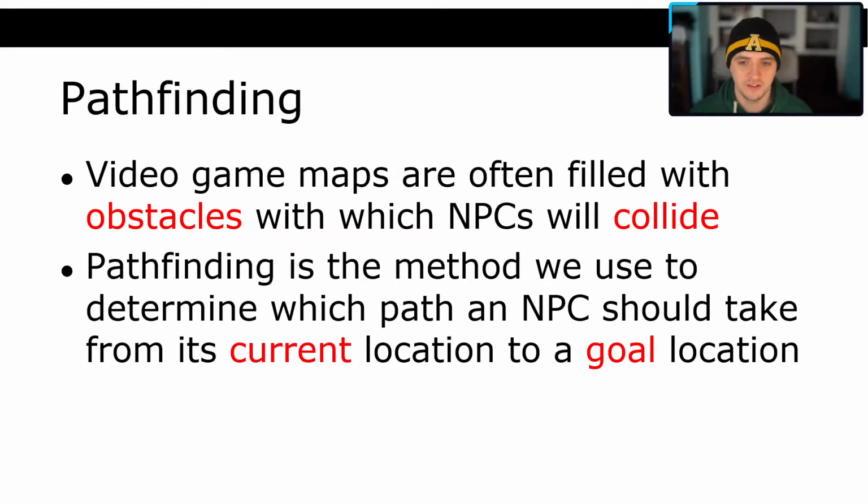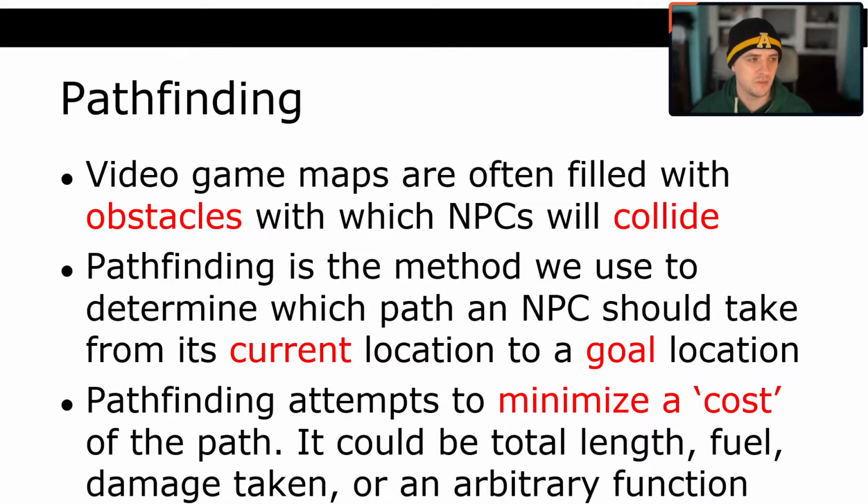So pathfinding is the method, or the algorithm, that we use to determine which path an NPC should take from its current location to some goal location. And pathfinding attempts to minimize a cost of the path. So we're going to assign some cost function to a path, and maybe it's the total distance traveled by the path, right? So if I've got a path like the one we saw from Fallout, that first path was going straight to the user, so that would have a really low cost if our cost was path length, versus the second path, which was super, super long. And so ideally, we would want the shorter path in that scenario.